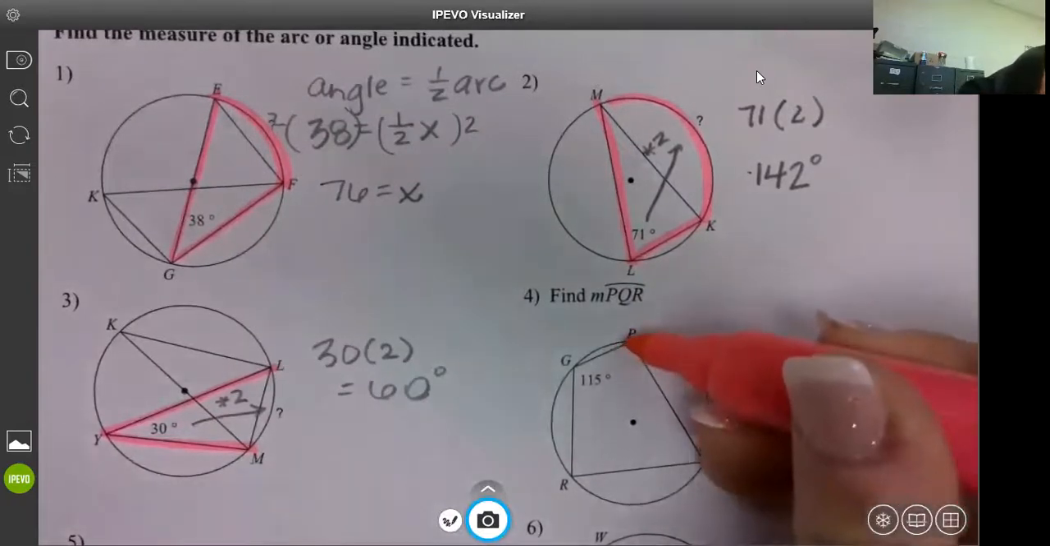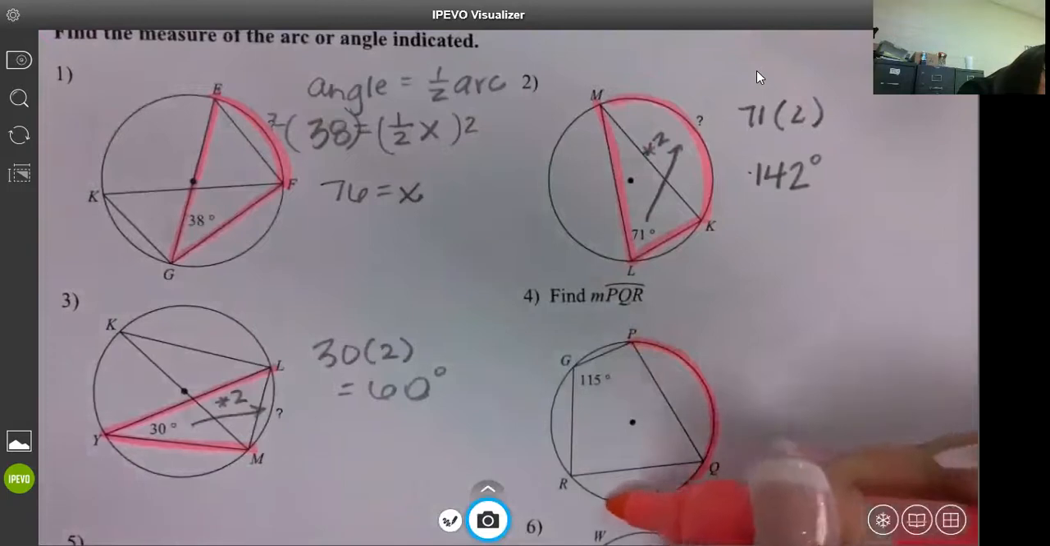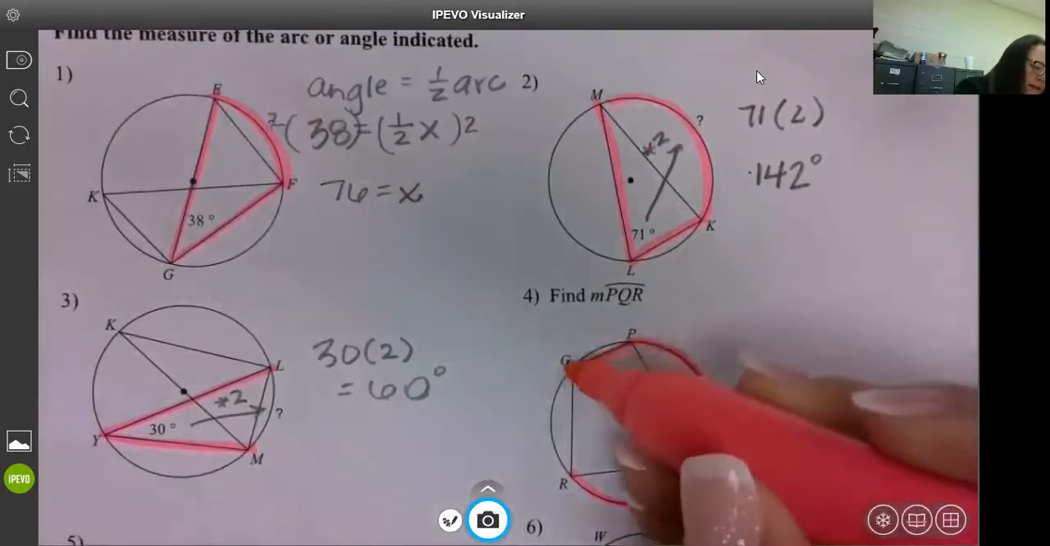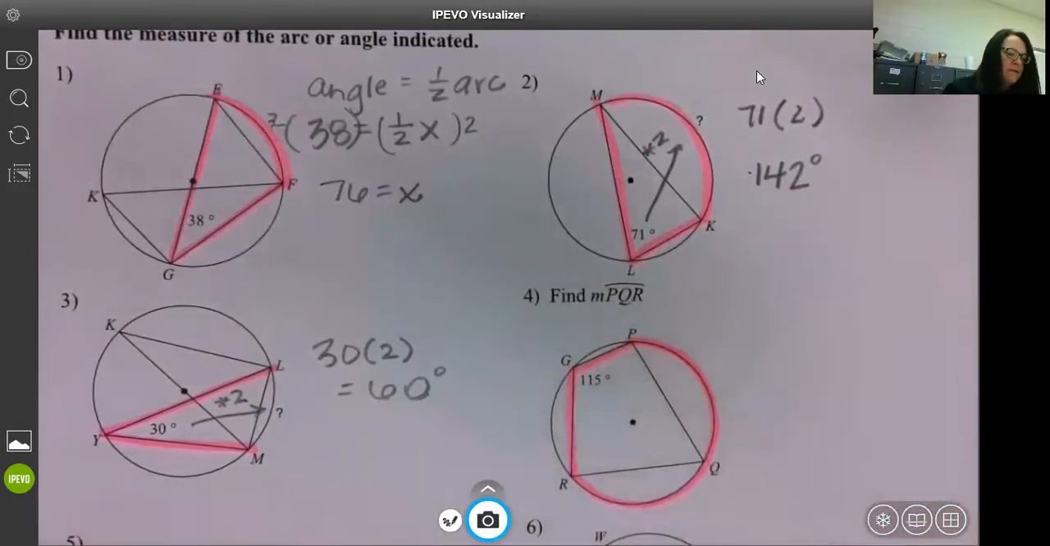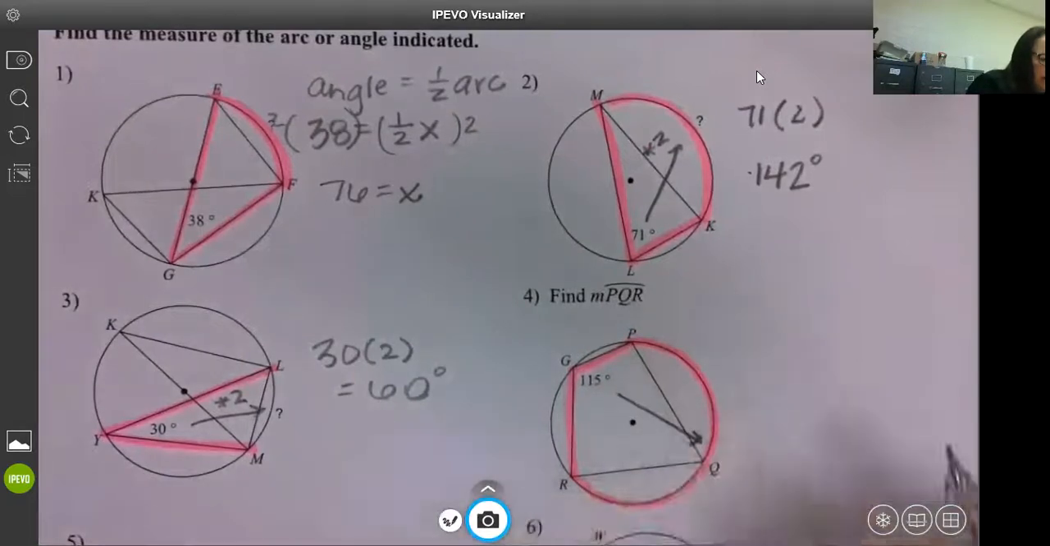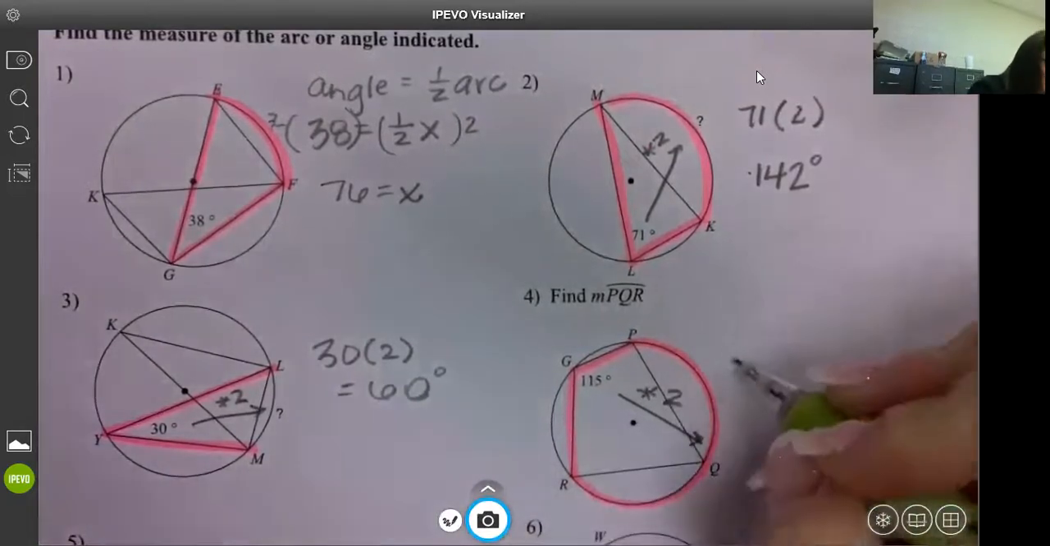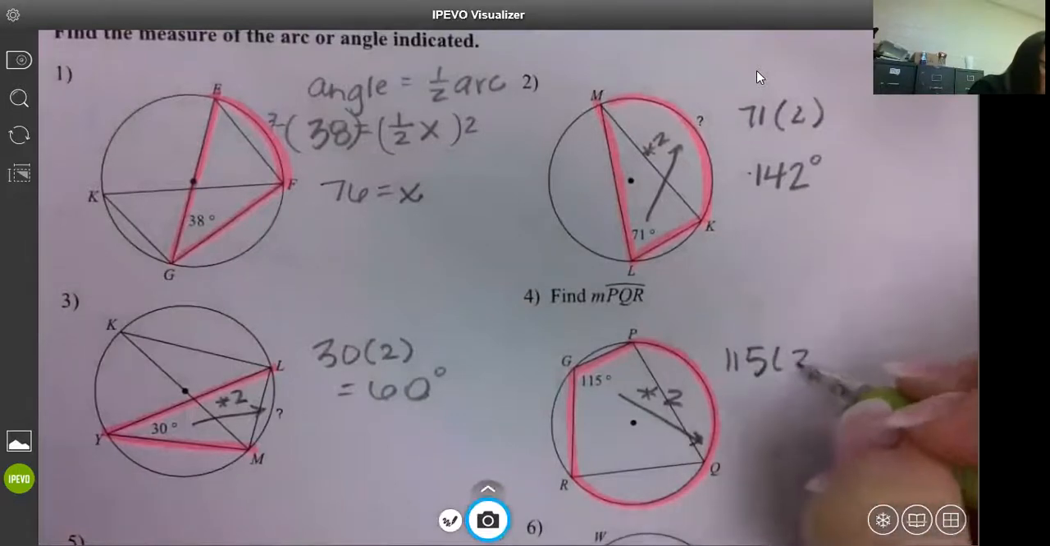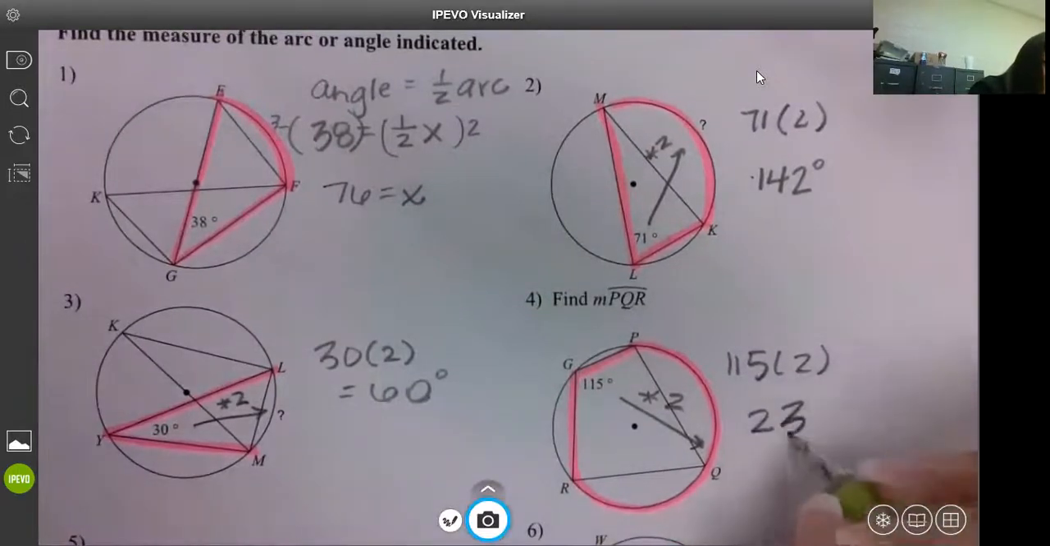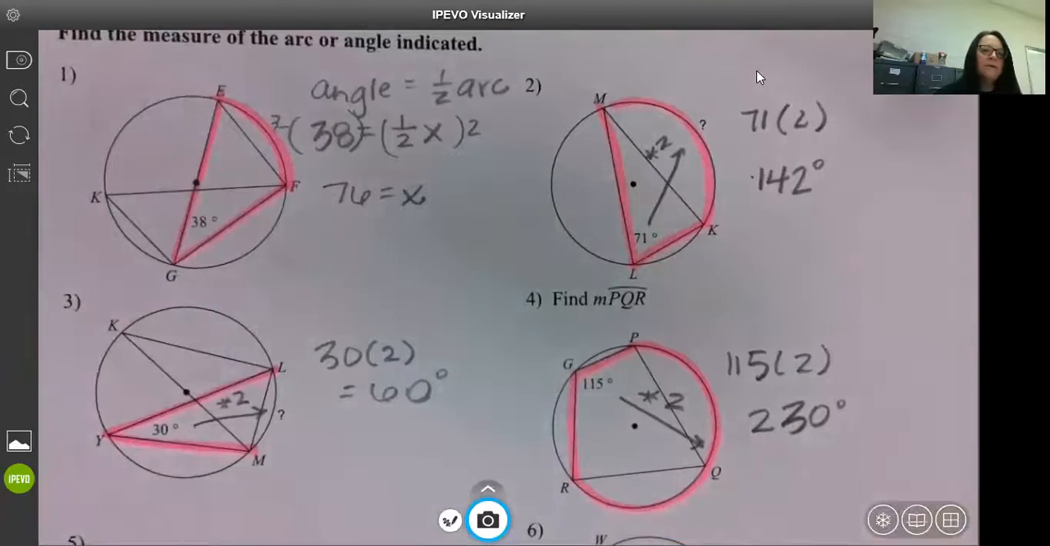And then on number 4, it asks you about arc PQR. So you're going to follow it around, PQR. And you can see that that's the angle G. So it's the same thing. That arc is times 2. So 115 times 2 is 230 degrees. Number 5 is the exact same way.